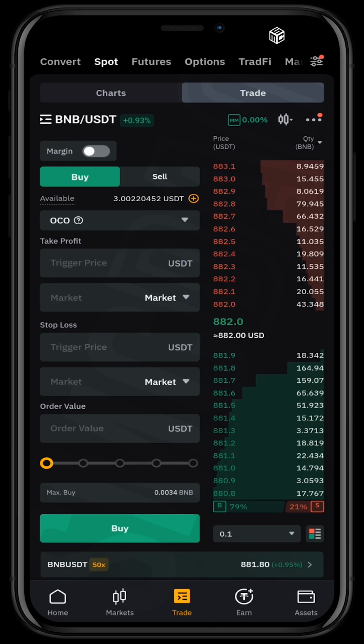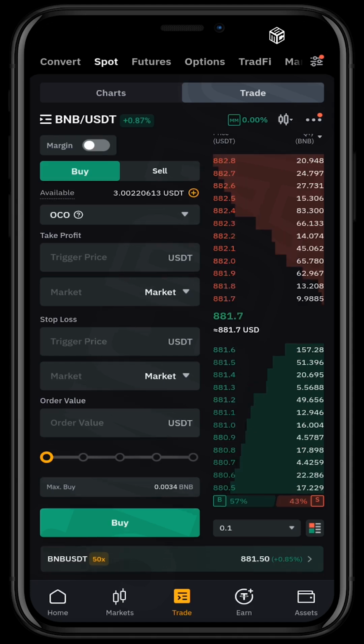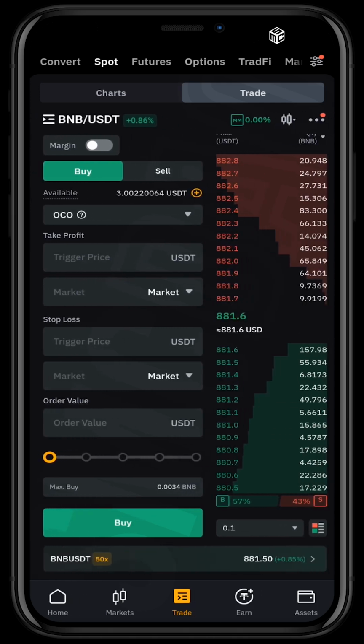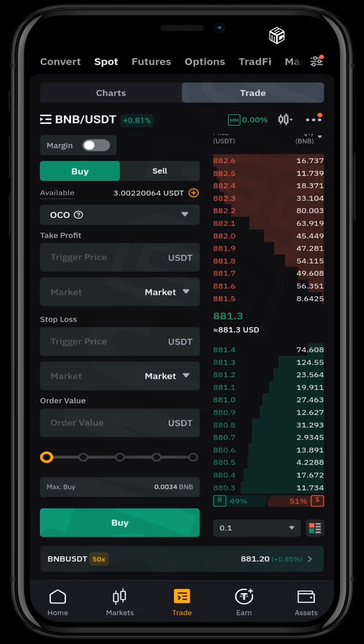So your take profit is the price at which you want to buy below your current market price, while your stop loss is the price at which you want to buy above your current market price. And for each of these orders, as you can see, we have trigger price and order price. So your trigger price is the price at which your order goes live. So remember that an OCO order is a 2-in-1 order.